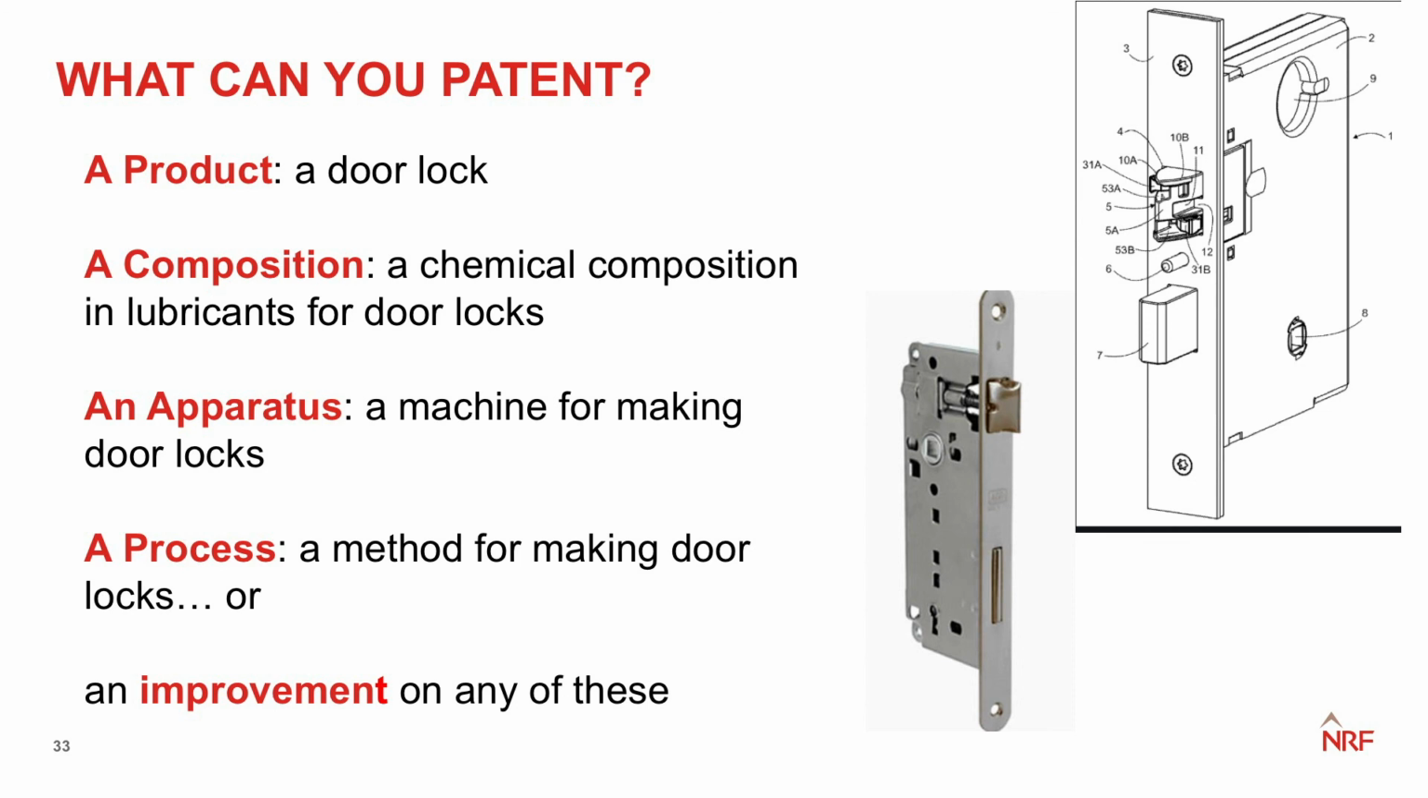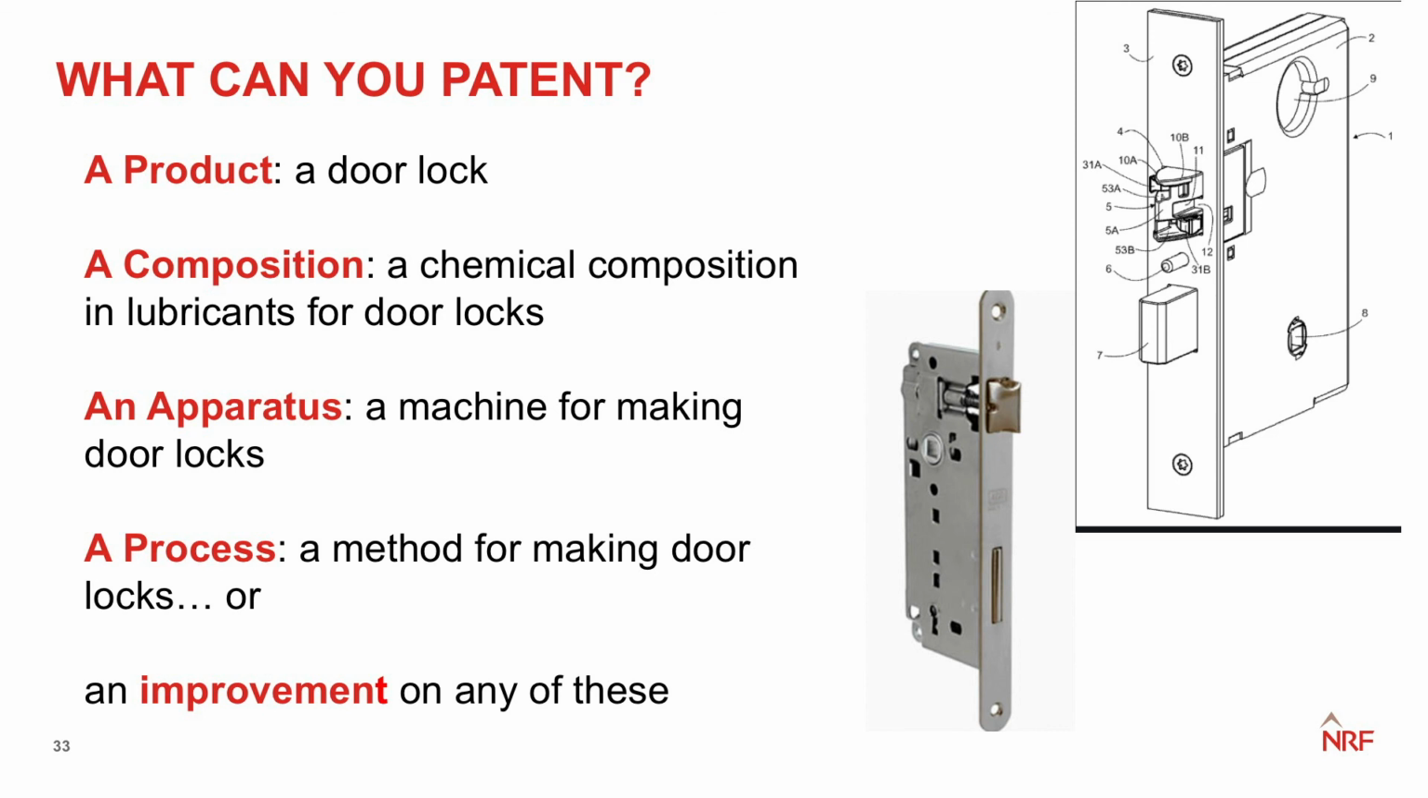So what can you patent? And this is more practical applications. So you can patent a product. So we've got the example on the side, a door lock, and imagine the little piece that goes in and out when you're closing your door. You can patent a composition. So some kind of a chemical composition. Let's say you wanted to make lubricants for door locks and you found an extra slippy solution. Well, that's a new chemical composition that you've put together. You can definitely patent that.